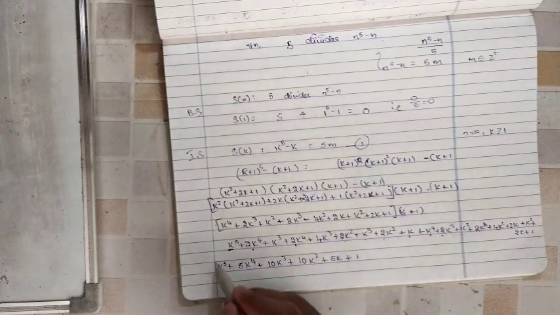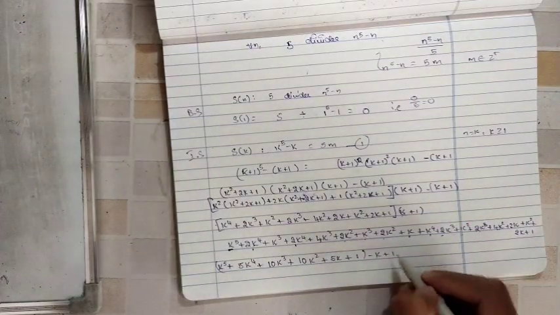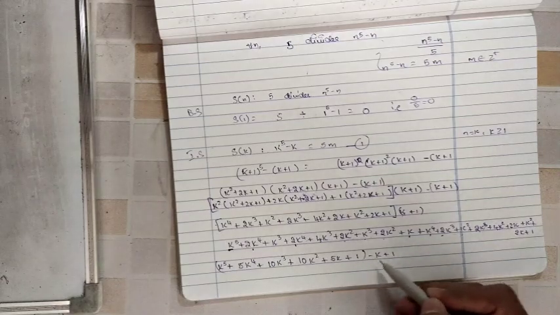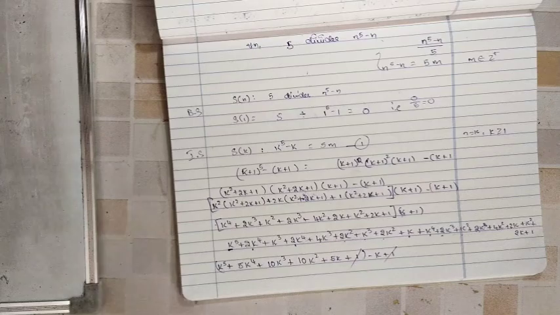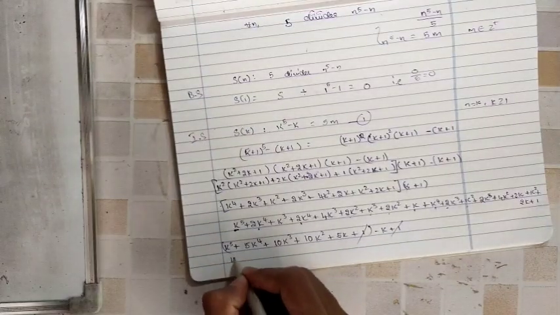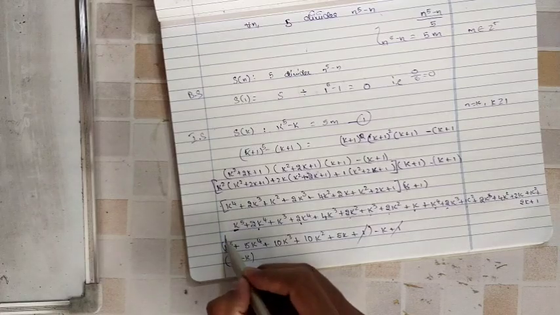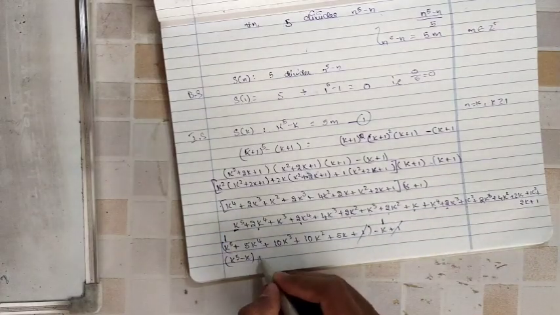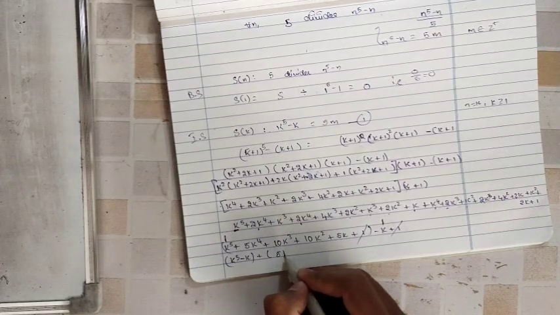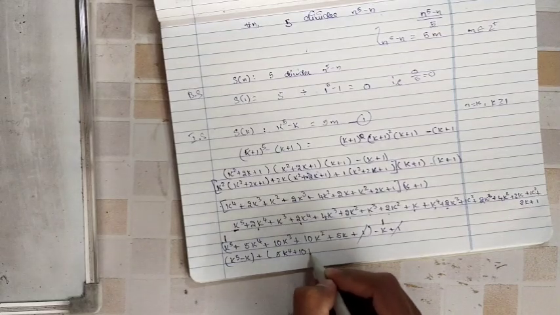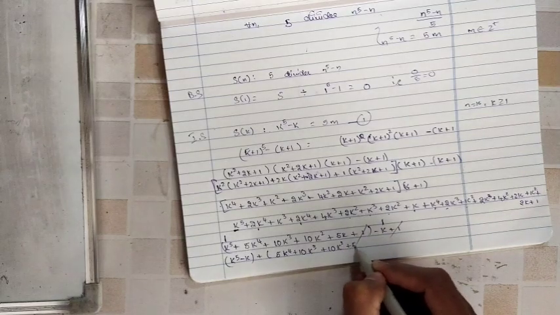Plus 1. Then I have minus (k plus 1). So if I remove the bracket, it won't impact anything. So here plus 1, here minus 1 will get cancelled. So now what I will do, k power 5 minus k, I will group this term and this term. Then plus, I will write 5k power 4 plus 10k cube plus 10k square plus 5k.